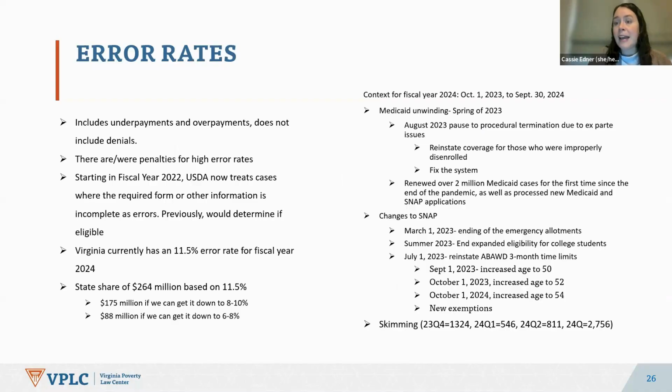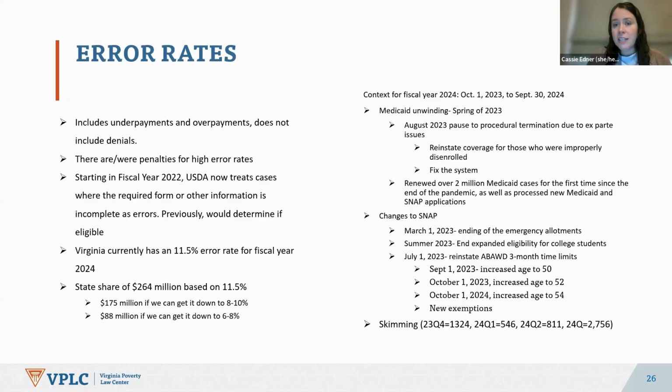The federal government did care about error rates. This isn't them saying, oh, this is the first time we cared about error rates. No, they've always cared. There were penalties for high error rates. However, the amount that the state has to pay now, because it's based off of a share, is significantly more and more harmful.